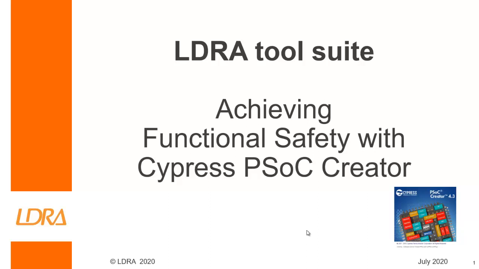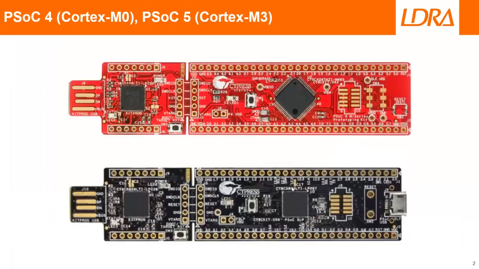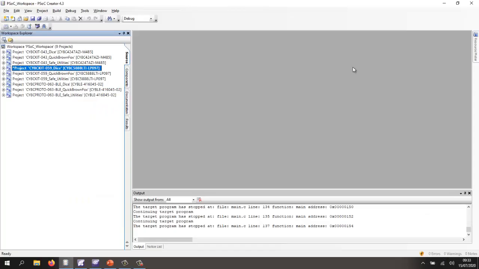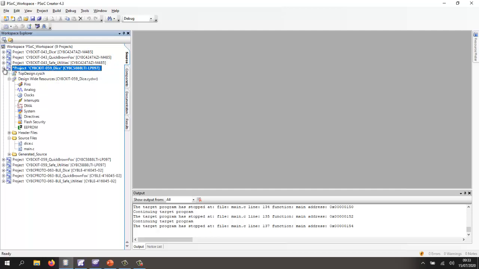Hello, this video is going to show how we can achieve functional safety using the Cypress PSoC Creator. Now, there are a number of different boards that I could use, but the one I've got connected to my laptop at the moment is a PSoC 5, and this has a Cortex M3 core. Now, the starting point is the PSoC Creator, and inside here I've created a number of projects, but the one I'm interested in is this one here.